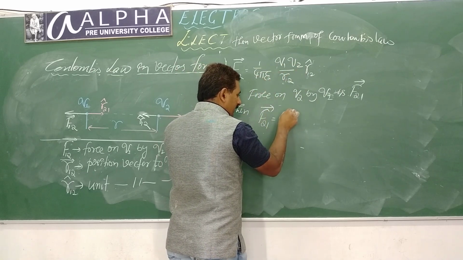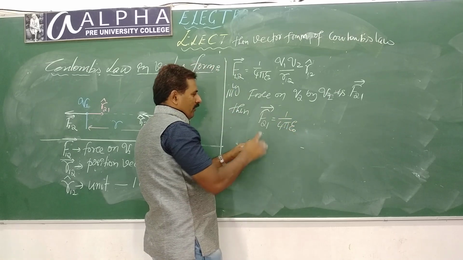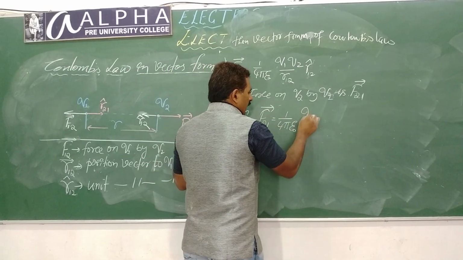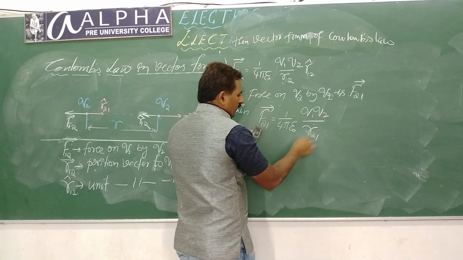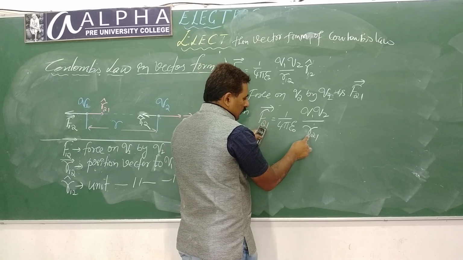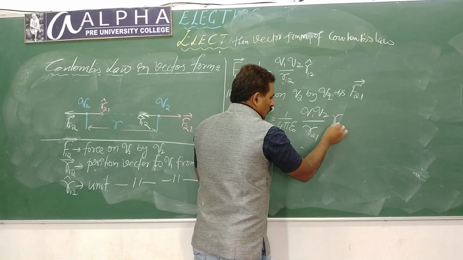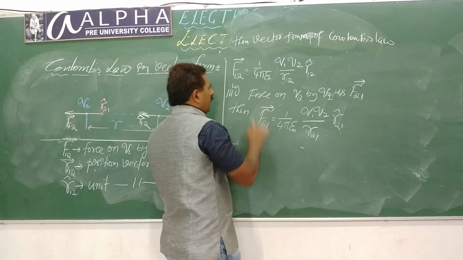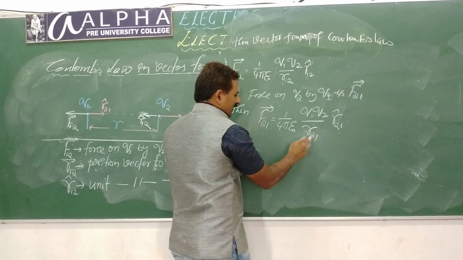Therefore, come on, help me out here. 1 over 4 pi epsilon naught. When I am explaining, you have to repeat looking at the video. Remember, Q1 Q2 divided by R21. What is 21? Force on 2 by 1, position vector to Q2 from Q1. That's it. Very simple. When you are using just the value, just leave this.